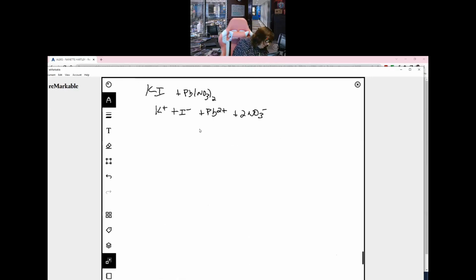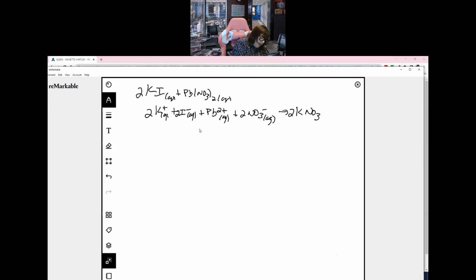Now, both of these were soluble. This one's soluble. This one's soluble. This one's soluble. And this one's soluble. Now, I'm going to take that K and put it with the NO3 minus. So that's KNO3. I know I need 2 NO3s, so I'm going to put a 2 in front of that. And if I do that, then I'm going to need 2 of those, which would give you a 2 there and a 2 there.